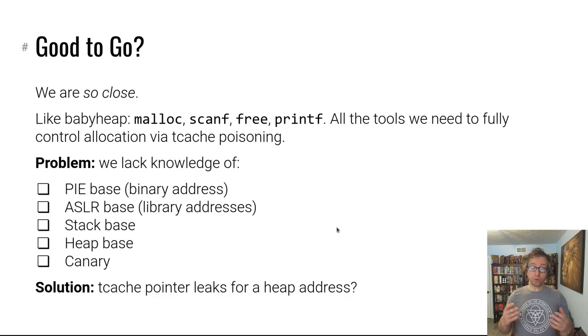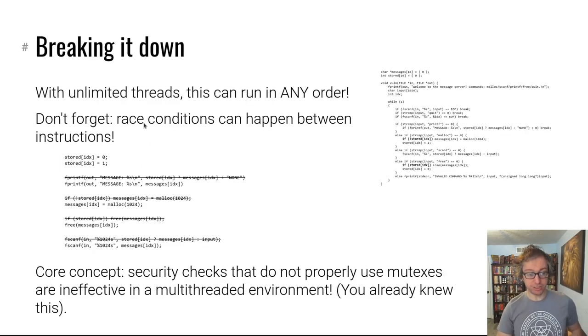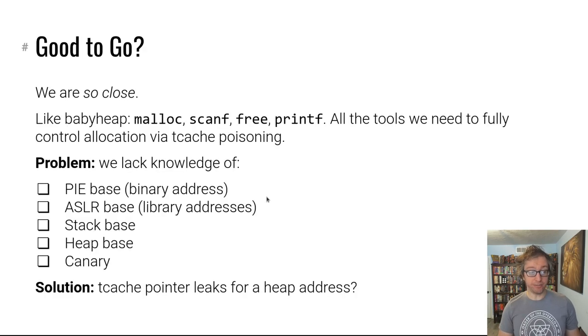So, of course, from baby heap, as you know, you can use these primitives to start disclosing addresses, right? So, for example, you could use tcache to... by using these race conditions and the ability to interleave different instructions all at the same time, you can accomplish basically what you did with baby heap in terms of triggering a free of a message and then triggering a print of that message, right? And that is a viable path forward.